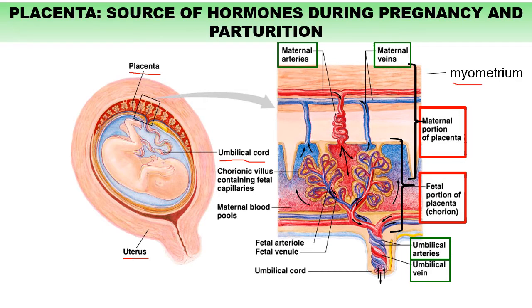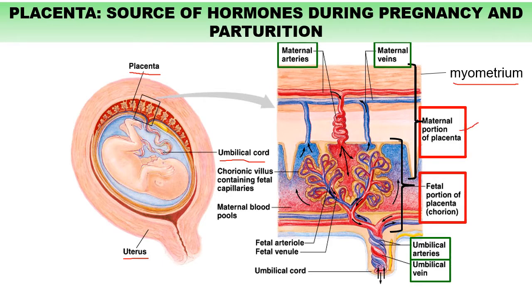So here we have the myometrium. Myometrium is one of the walls of the uterus. The uterus consists of 3 layered walls, which are perimetrium, myometrium, and endometrium. Now let's look at the red boxes here.